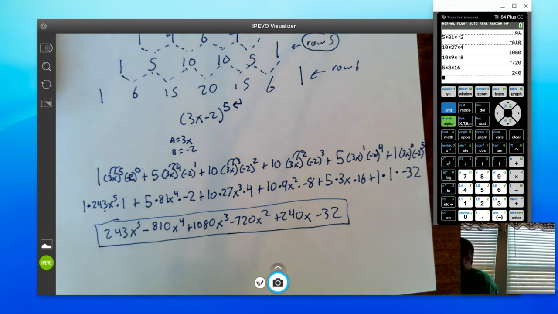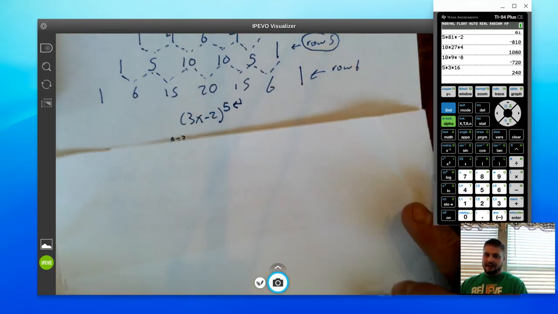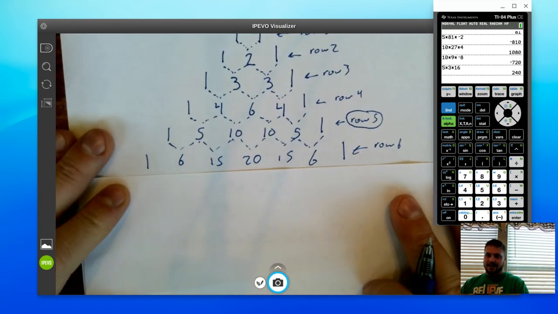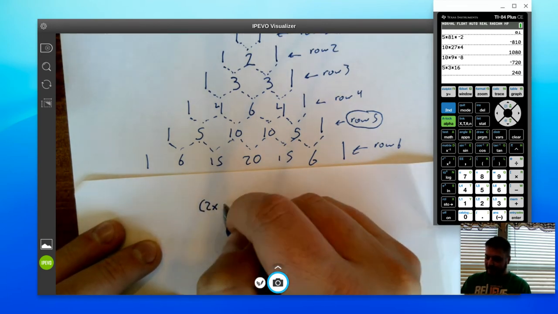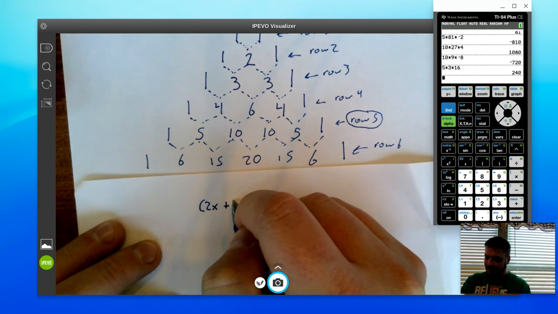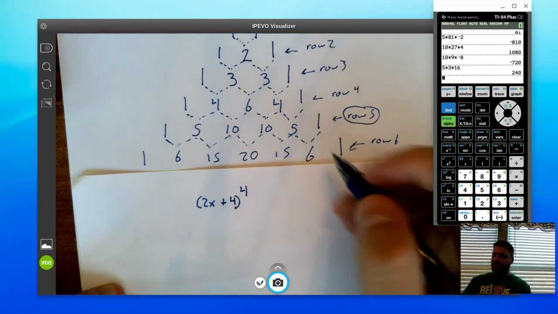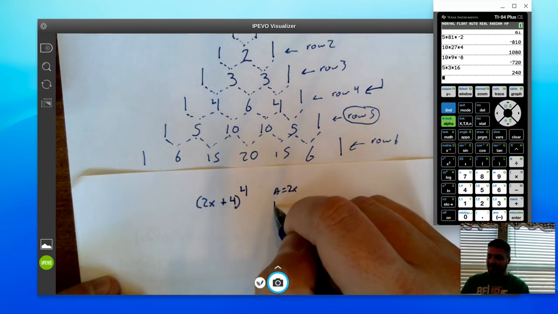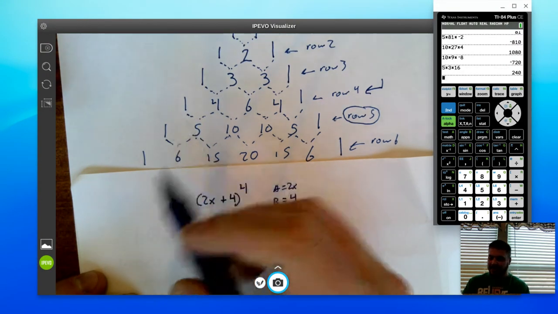Let's do one more just to see if it will help you catch on here. I'm going to leave Pascal's triangle up there so you can reference it if you need to. Let's say that this time I want to do 2x plus 4 to the 4th. That means this time I'm going to be using row 4 of Pascal's triangle. A, of course, is 2x. B is positive 4. So, first number in row 4 of Pascal's triangle is a 1.